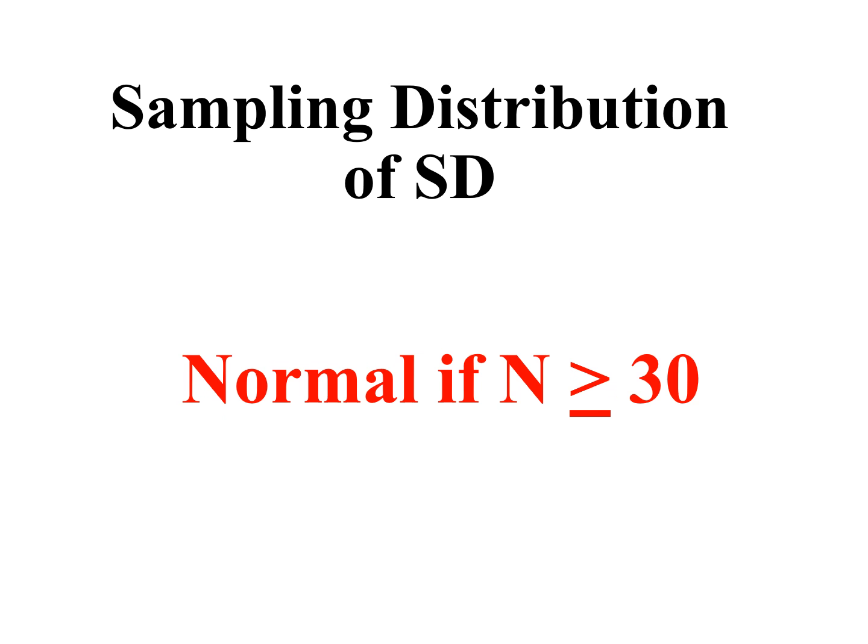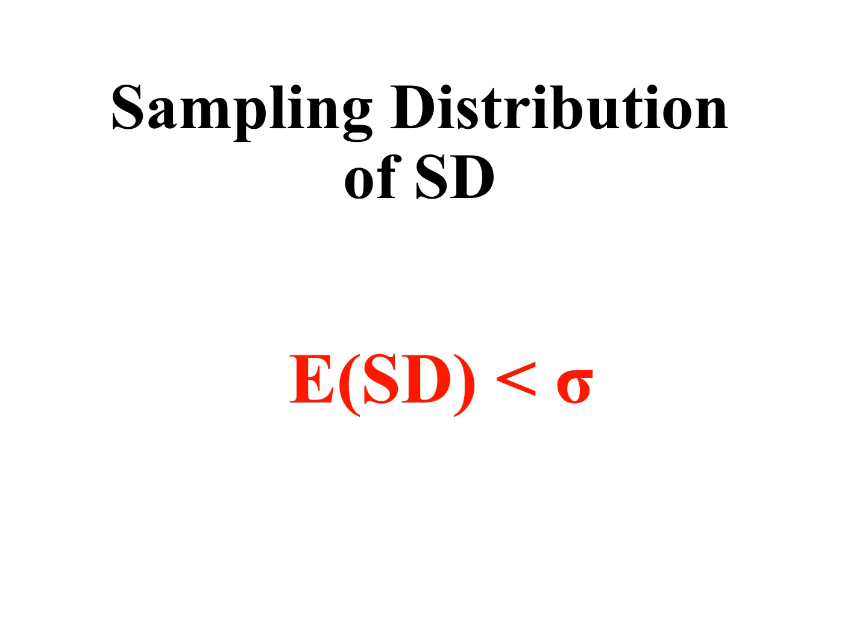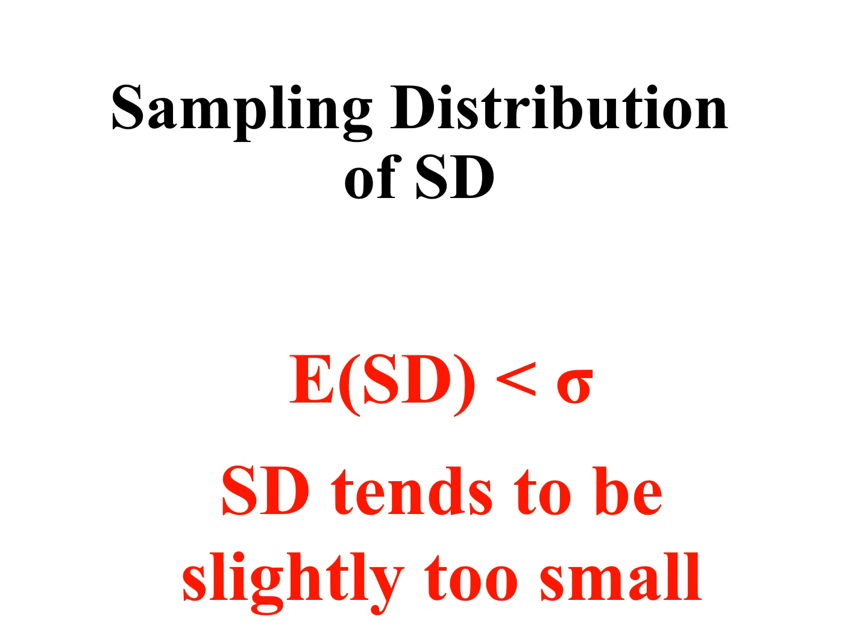We also spent some time talking about the sampling distribution of the standard deviation, and we said that this distribution is normal if the sample size is equal to or greater than 30. However, we also said that the expected value of the standard deviation in the sampling distribution is less than sigma, the standard deviation in the population. This means that the standard deviation tends to be slightly too small. It underestimates sigma by just a little.